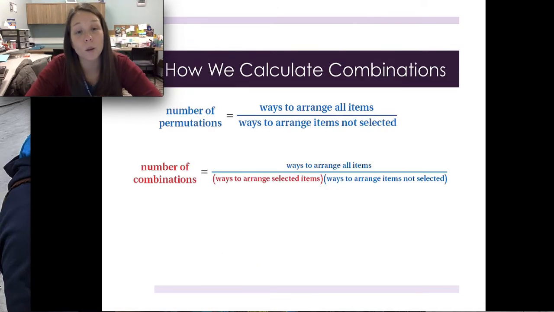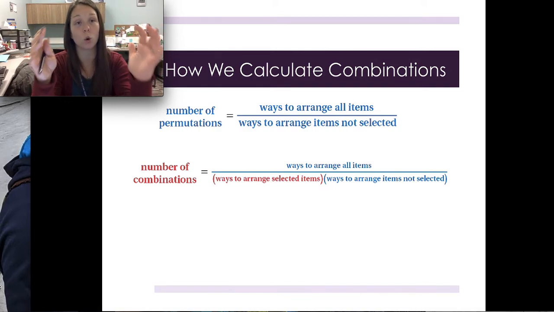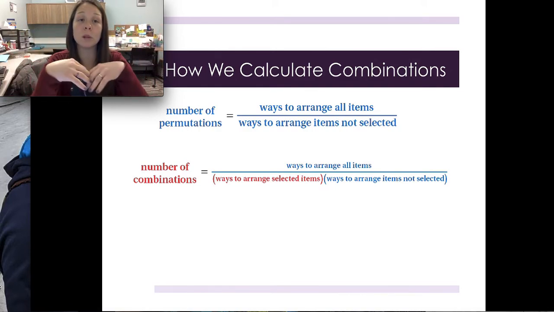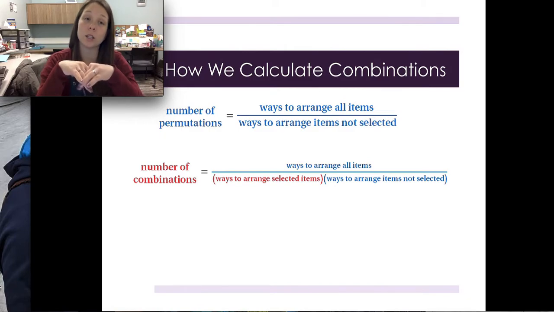So how do we calculate a combination, then, when order does not matter? Well, our numerator is still the same. We look at all the ways to arrange our total number of items, and normally we divide it by the ways to arrange the items we're not selecting. But we're going to actually take that number and multiply it by the ways to arrange the items that we are selecting, because that's going to divide out the fact that we don't care about the ordering of those items we pick.